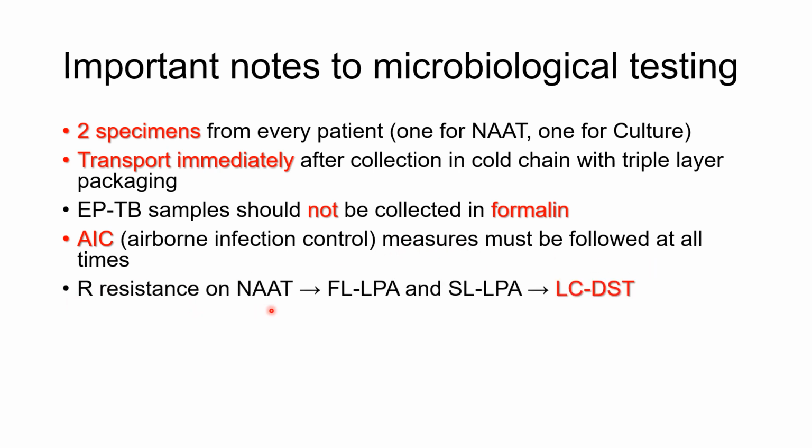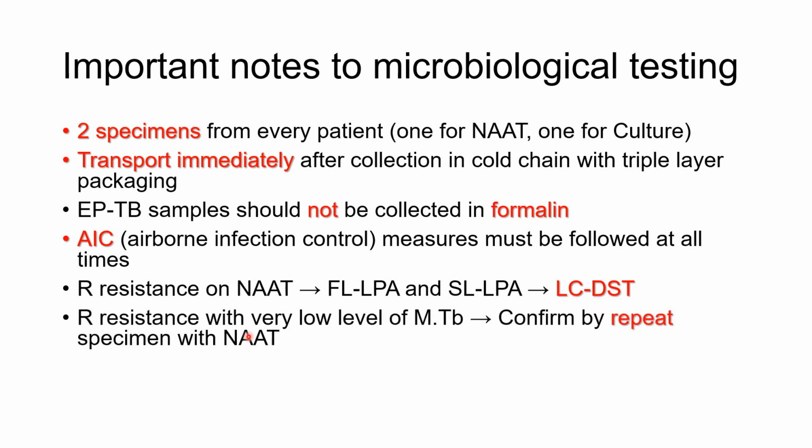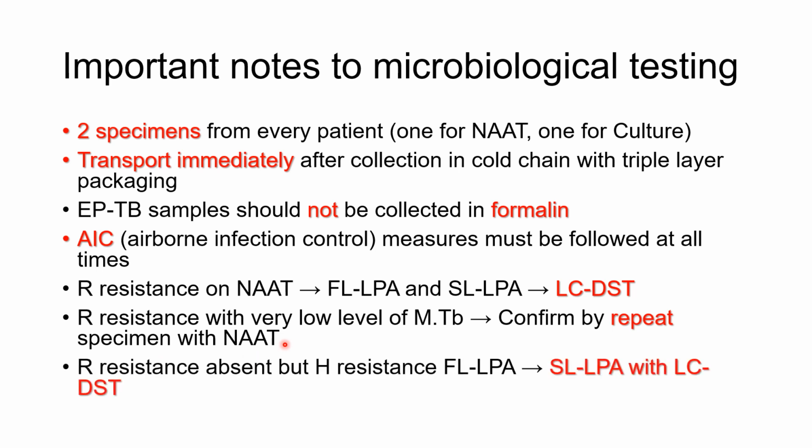Rifampicin resistance on NAT, if it is revealed, then the patient has to be undertaken for first line probe assay and second line probe assay, and following that, liquid culture drug sensitivity testing has to be performed. Rifampicin resistance with very low level Mycobacterium tuberculosis, if it is detected, it has to be always confirmed by a repeat specimen with nucleic acid amplification testing. Rifampicin resistance is absent, but isoniazid resistance is present in first line probe assay. Then what has to be done? Then second line probe assay with LC-DST has to be performed.